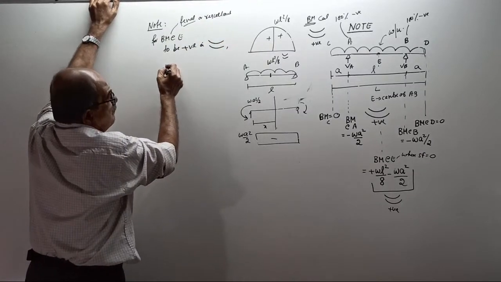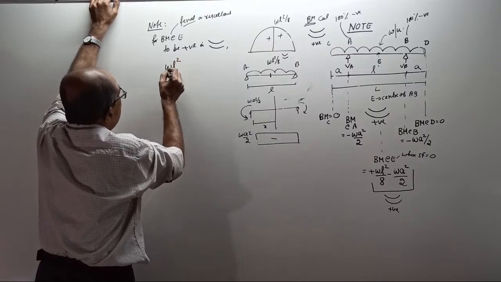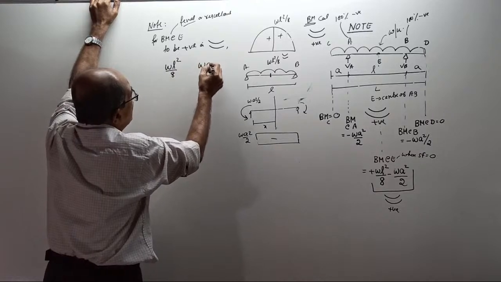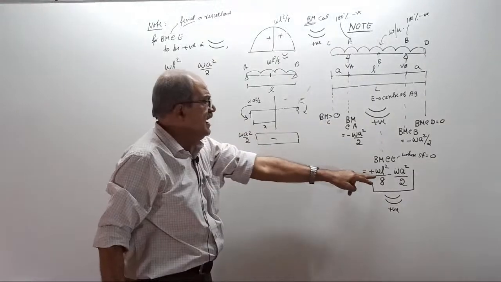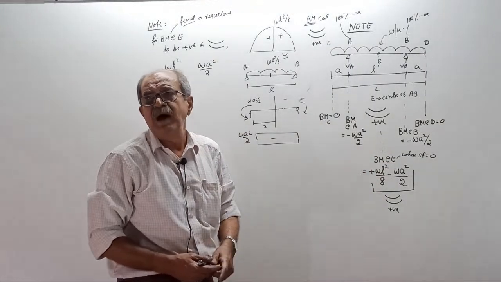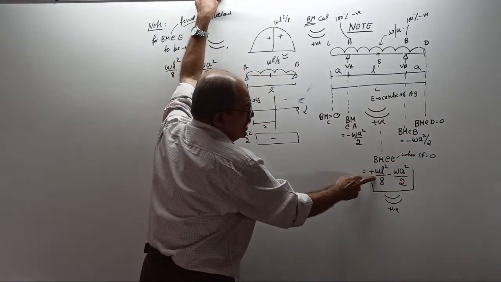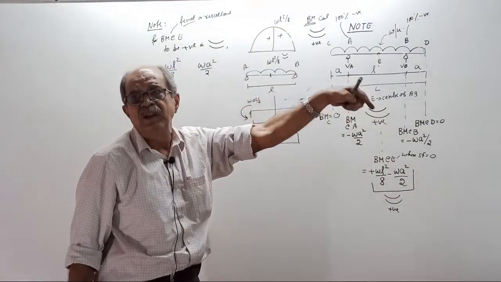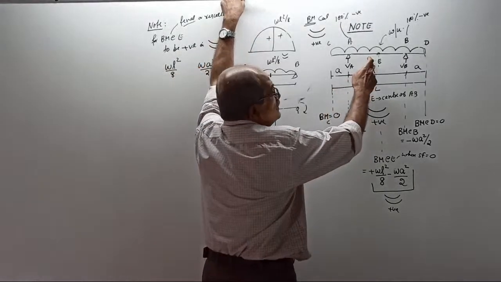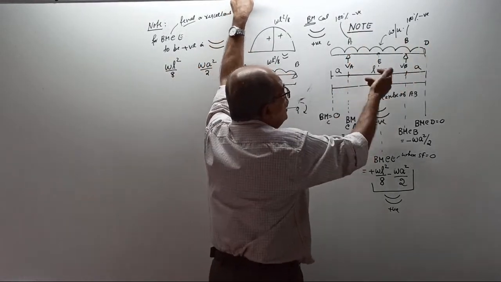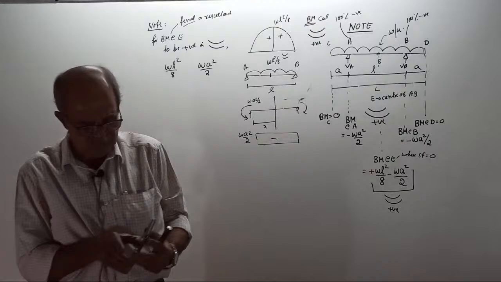tell me, WL square by 8, if you compare with WA square by 2, the left hand side WL square by 8 should be more in numerical value. Don't see sign now. WL square by 8 and WA square by 2: this WL square by 8 should be more than that one or less? Actually, common sense will do. If you want the slab to sag, we want more span. Correct? Should it be more or lesser?